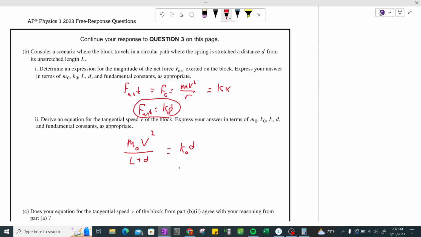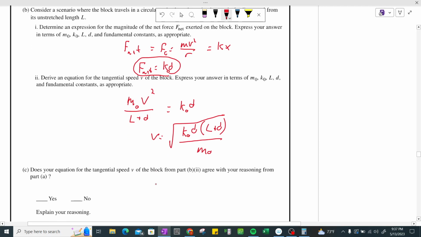Next, I need to solve for v, so that gives me k naught d times L plus d, over m naught, and that's going to be a square root, equals v. And that should be sufficient.